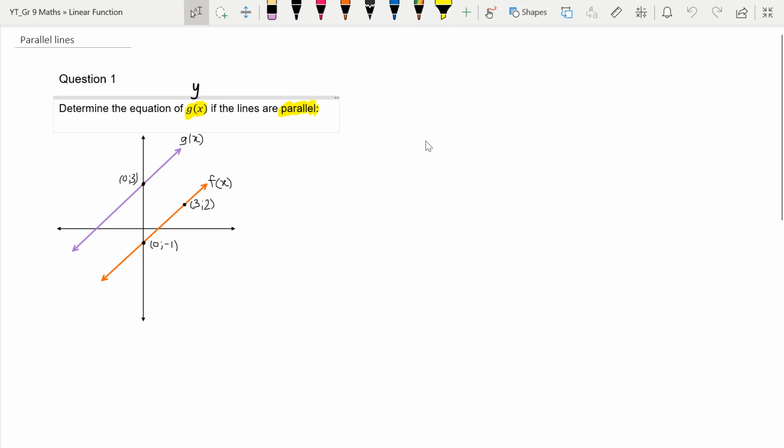If lines are parallel, they share the same gradient. So think about this with me. These parallel lines over here, the distance between them stays constant. So if you think about that orange line, it's got a certain steepness, slope, and because they are parallel and the distance between them stays the same, surely the purple line will have the same steepness as the orange one. So you need to know that parallel lines have the same gradient.